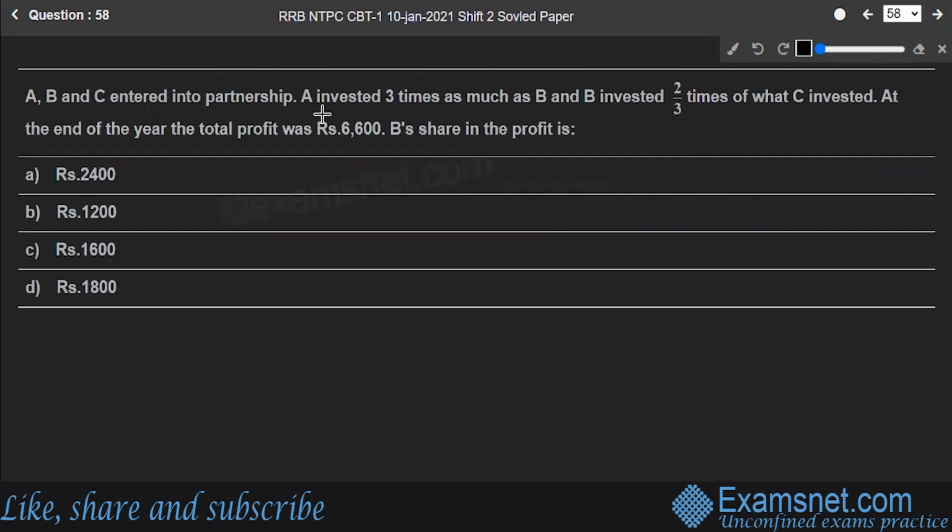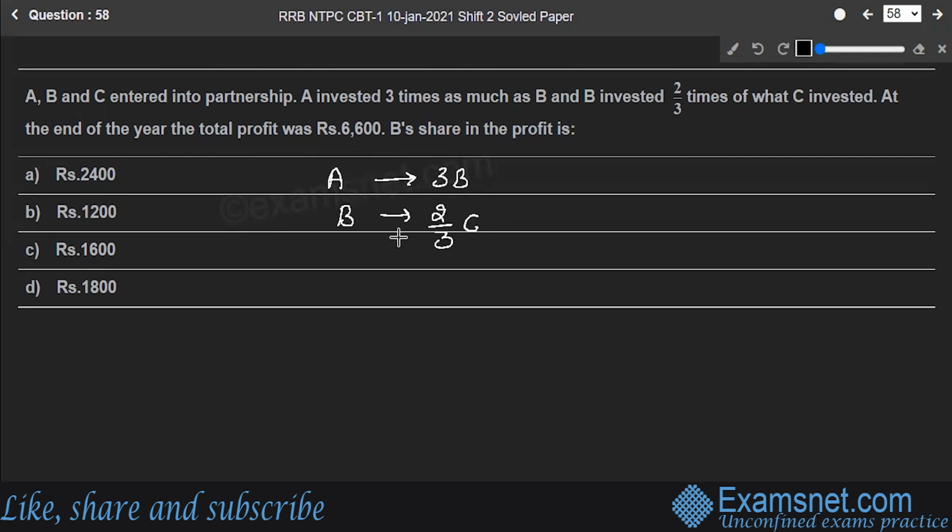Next is question number 58. A, B, C entered into partnership. A invested 3 times as B. B invested 2 by 3 times as C. C invested at the end of the year. The total profit is 6,600. B's share of the profit is. So you are given here that A's investment is 3 times that of B and B's investment is 2 by 3 times that of C.